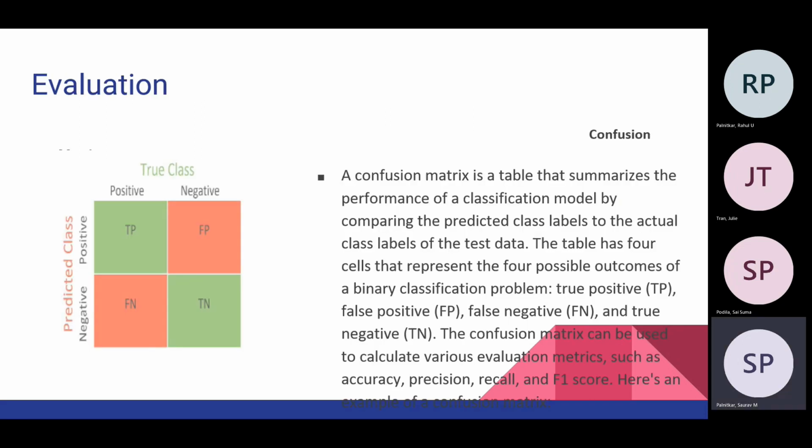Coming to the part of how we have carried out the evaluation, we have carried out the evaluation in the form of accuracies and confusion matrix. The confusion matrix is essentially a table that summarizes the performance of classification by comparing the predicted labels to the actual labels of the test set. The table has four cells: the true positive, the false positive, the false negative, and true negative.